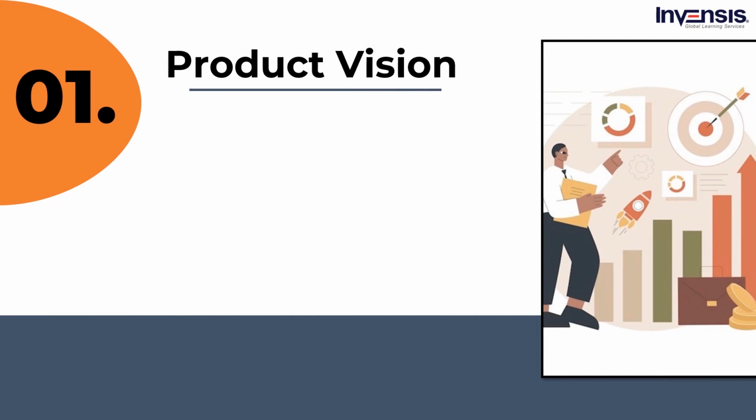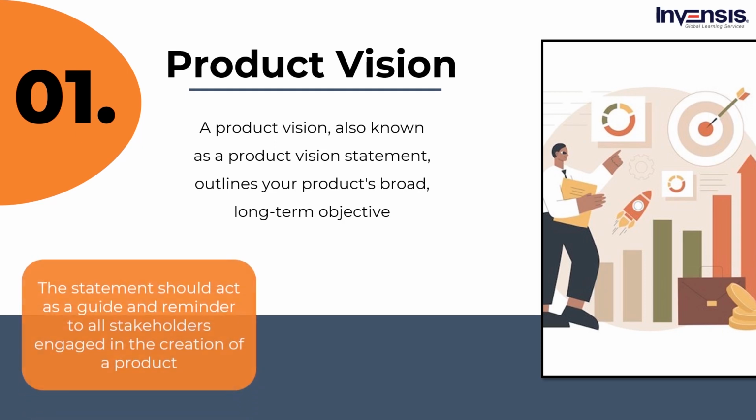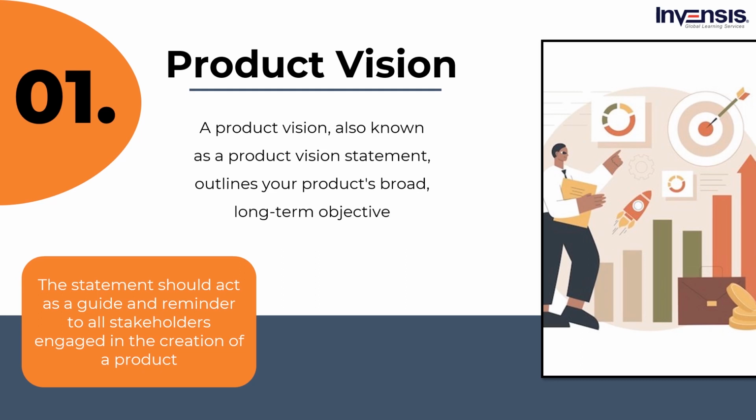First is Product Vision. A product vision, also known as a product vision statement, outlines your product's broad, long-term objective. Vision statements are aspirational and express clearly where the product intends to go and what it hopes to achieve in the long run. The statement should act as a guide and reminder to all stakeholders engaged in the creation of a product, which includes the product team, development, executive staff, marketing, and others, to understand the common shared goal they're attempting to achieve with this product.